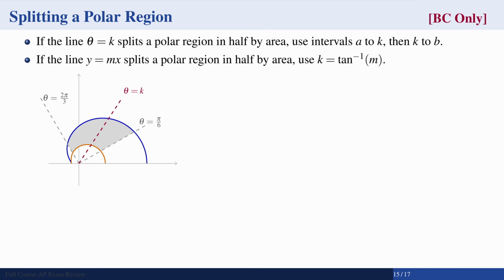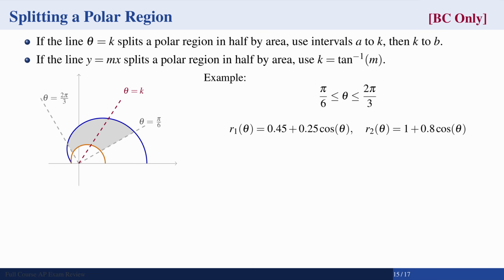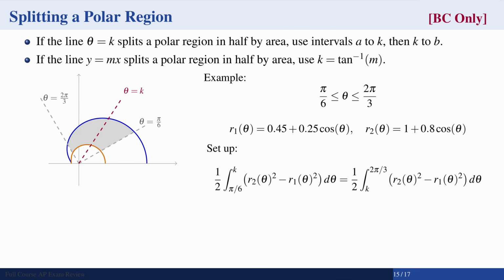So the setup, because we have named our functions, I'm just going to use the names. R2 is farther out, and you can kind of work that out because 1 plus 0.8 is definitely bigger than 0.45 plus 0.25. We're going to set up 1/2 the integral from pi over 6 to k of r2 squared minus r1 squared is equal to 1/2 the integral from k to 2 pi over 3 of r2 squared minus r1 squared. I do not think they would make you solve this, but if you did solve it, I think that you would get 0.992.